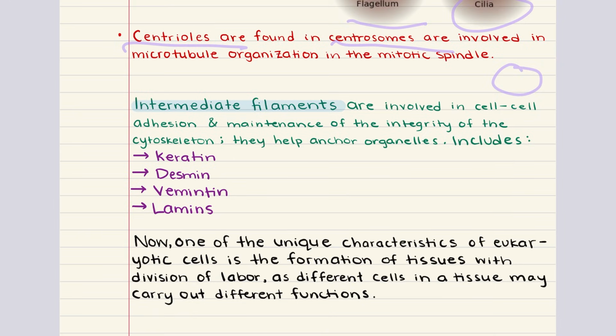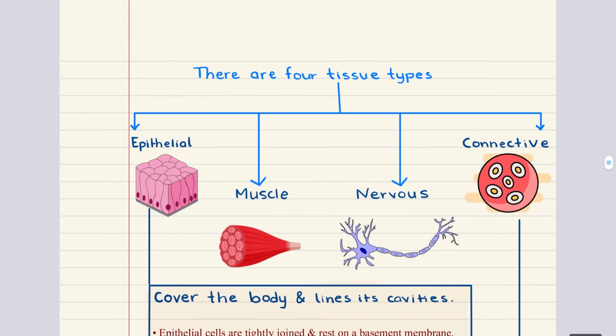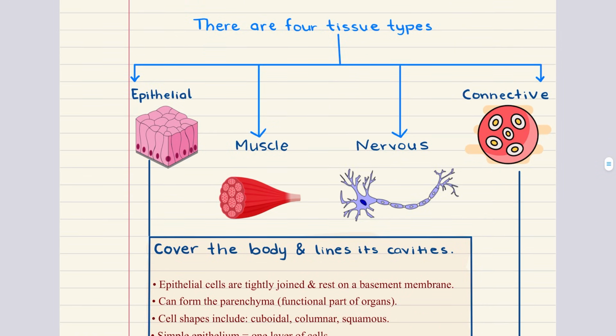What's really interesting about intermediate filaments is that their composition varies depending on the cell type. And because of this variability, intermediate filaments are often used as molecular markers to identify different tissue types. And that brings us to the final topic for Objective 2, which is tissue formation.